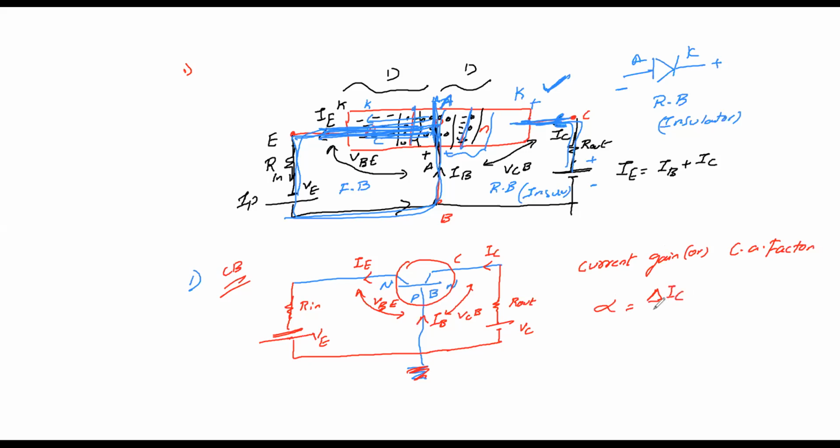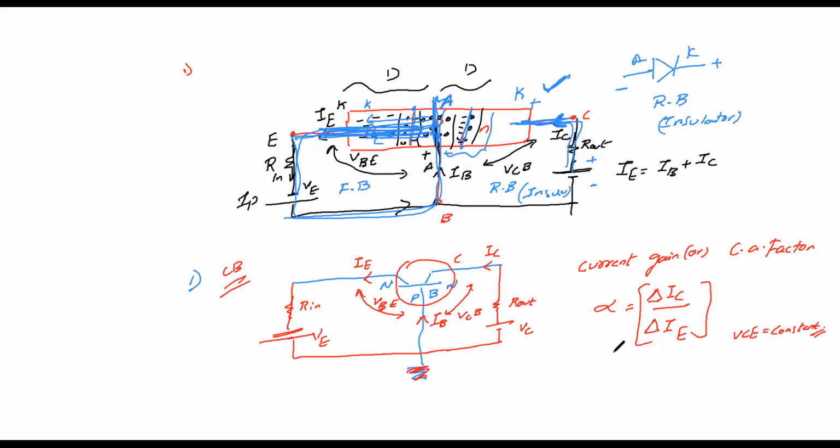That is the ratio of change in collector current, your output current, to the change in input current. Here the input current is IE. So IC by IE is nothing but your alpha, making VCE constant. So this is your CB configuration. This is your first one.